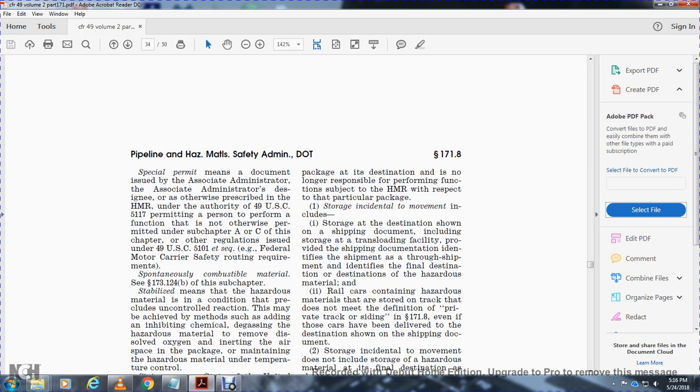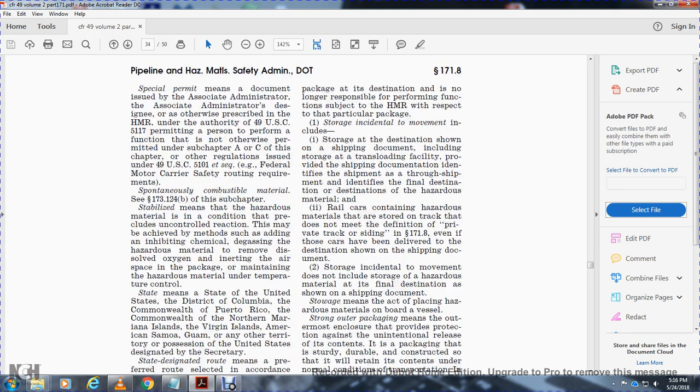Spontaneously combustible material, 173.124(b). Stabilized means the hazardous material is in a condition that would exclude uncontrolled reaction, which may be achieved by methods such as adding an inhibiting chemical, degassing the hazardous material, removing the oxygen, dissolving the oxygen and air in the package, or maintaining the hazardous material under temperature control.